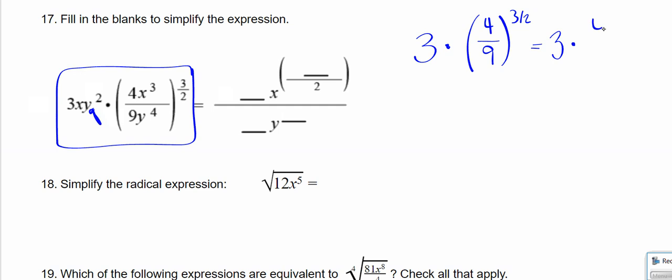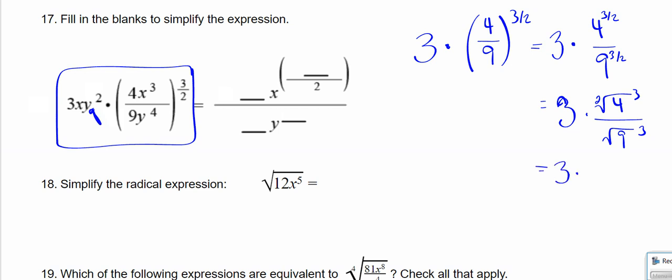But what you could also do is split it up. 4 is being raised to the 3/2, and it's over a 9 being raised to the 3/2. So that's 3 times, well, let's rewrite 4 to the 3/2 in radical form. That's the square root of 4 to the 3rd power over the square root of 9 to the 3rd power. So 3 times, well, what's the square root of 4? It's 2, and it's still to the 3rd power. The square root of 9 is 3, also to the 3rd power.